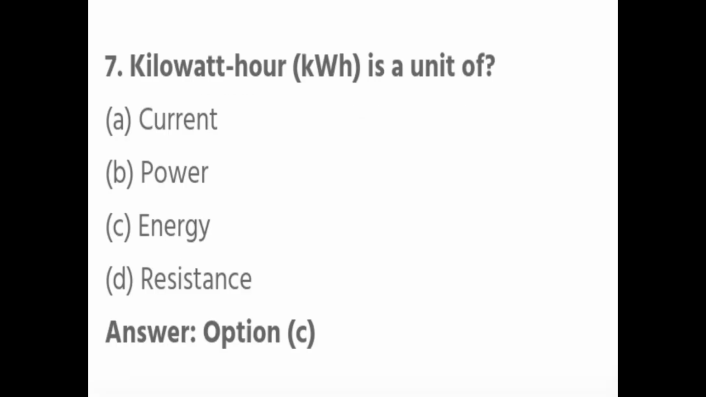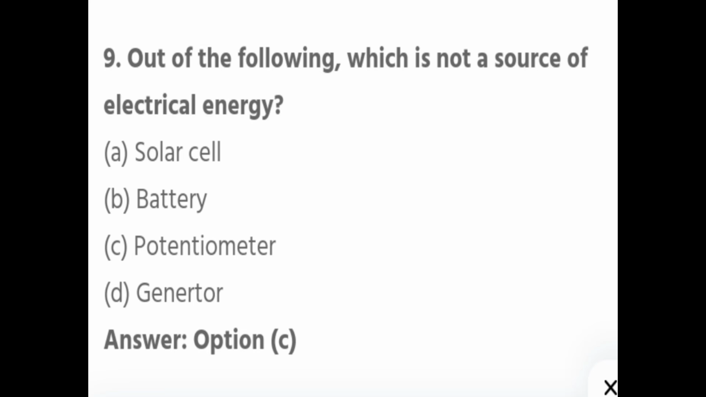Next question is, kilowatt hour is a unit of current, power, energy, or resistance. So option C is correct, that is energy. Kilowatt hour is a unit of energy. It is a very important question. Then, out of the following, which is not a source of electric energy? Solar cell, battery, potentiometer, or generator? So option C is correct, that is the potentiometer. Out of the following, potentiometer is not a source of electric energy.